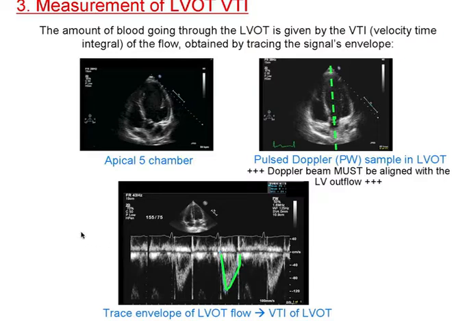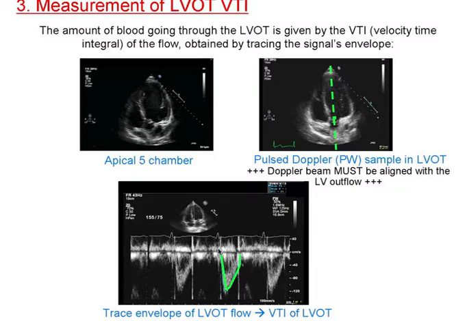Once we have the left ventricular outflow tract area, what we need to do is get the velocity time integral, which represents the amount of blood going through the left ventricular outflow tract. It's the envelope of the flow that's coming all the way through that aortic valve. It's that envelope right there that we need to do a little calculus on, or integral of. So you line up the pulse wave Doppler signal right over the apical fifth chamber, you activate it, and then we get this tracing.